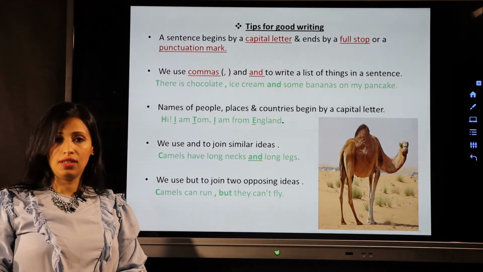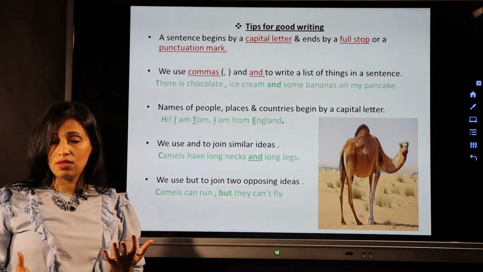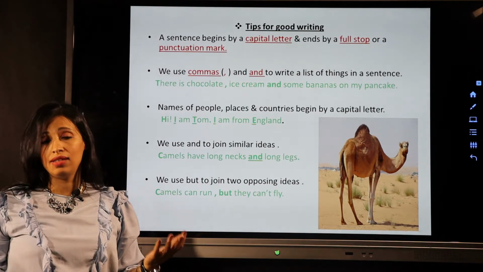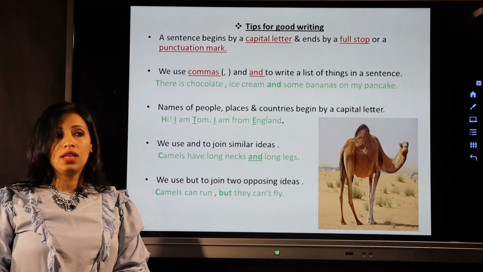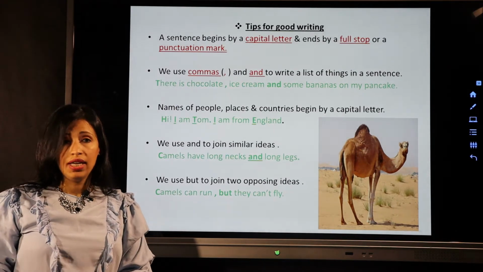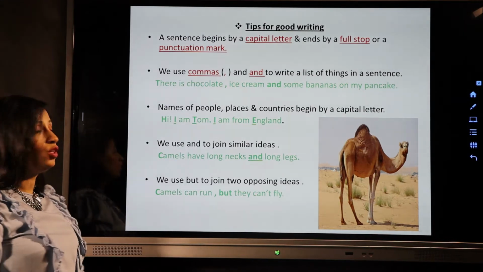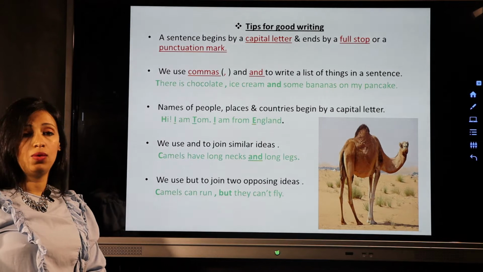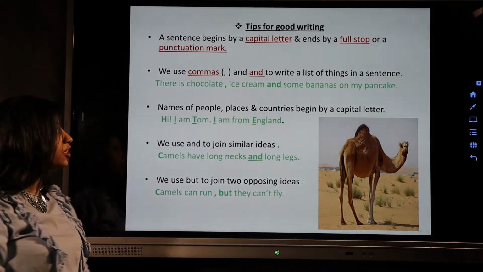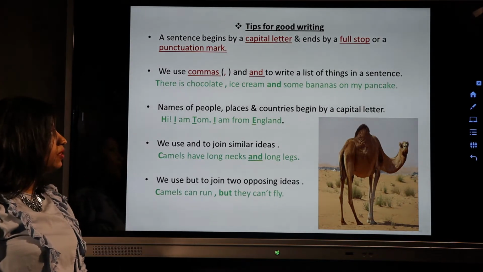I think it's a little bit harder because sometimes they feel confused, sometimes they don't know how to start and how to end their writing. Sometimes they need to arrange their ideas. So here are some tips for good writing. Now, you know a lot of vocabulary, you know a lot of tenses that your teacher tells you how to use.